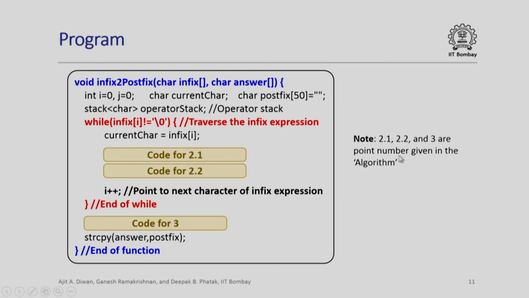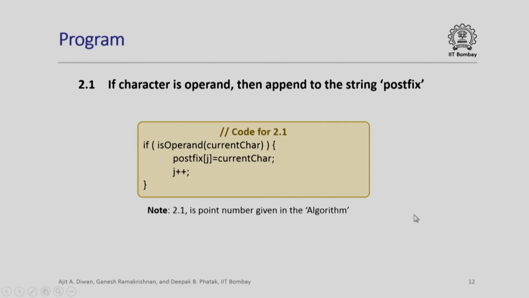These incidentally are point numbers which are given in our algorithm, so you can easily identify the logic that we need to implement here. So, the code for 2.1, that is if the character is an operand, we need to append it to the string postfix. Very simple, if is operand, then postfix[j] is equal to current char, j plus plus. Notice that the postfix string will get assembled one by one as and when something is to be appended, and that is why the variable j will increment independent of other variables, only when something is appended to the postfix string.